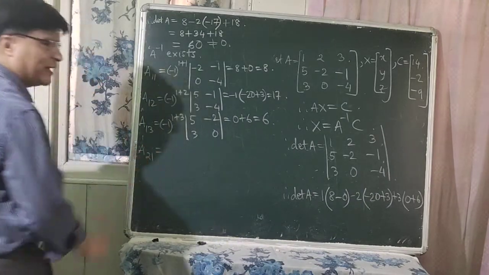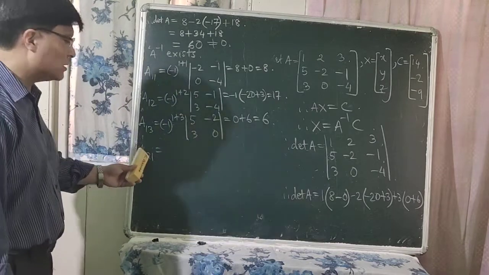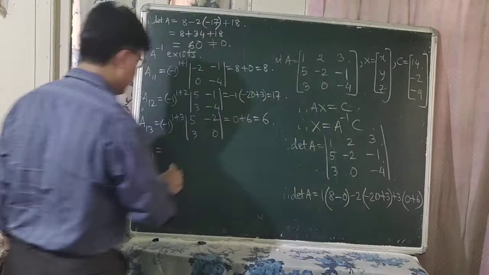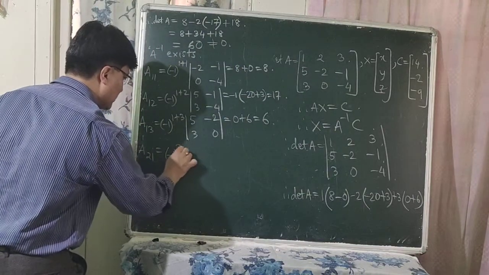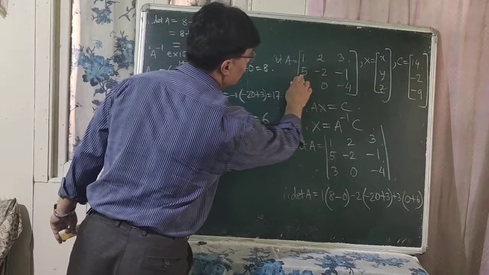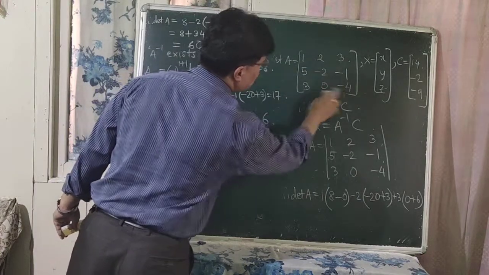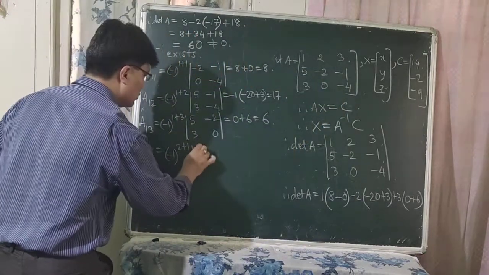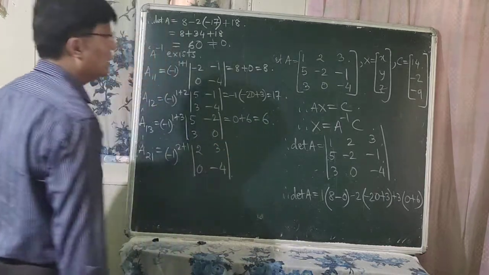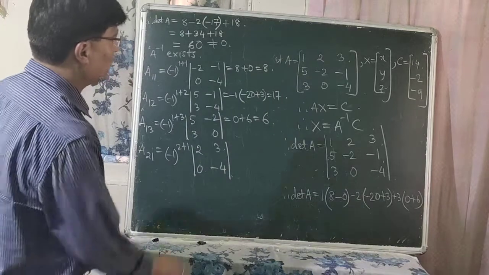So the next one is A21. That means the cofactor of the element belonging to the second row and first column. Second row and first column, that is 5. Consider the sign minus 1 to the power 2 plus 1. Now delete the row and the column of the element 5. Second row and first column are deleted. It is 2, 3, 0, minus 4, isn't it?